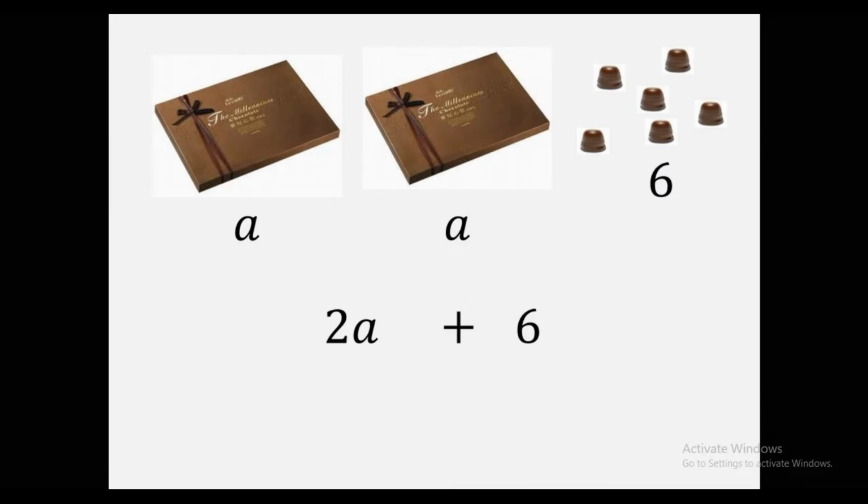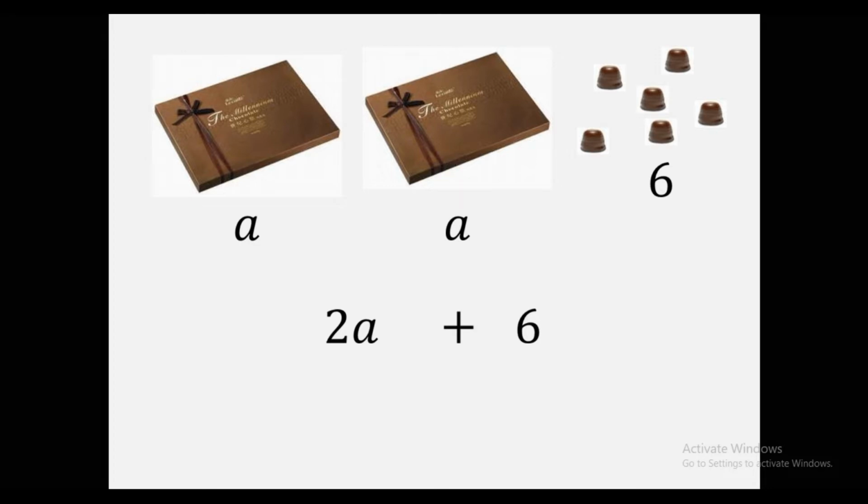Here are two cards. One card is denoted as A and another card is denoted as A. So here is A plus A, which is 2A, and here are 6 chocolates. Now if I say go and distribute these cards and chocolates in equal numbers, what will you do? So that everyone gets an equal amount of chocolate and cards. You can divide it between two persons. One card to one person, another card to another person.